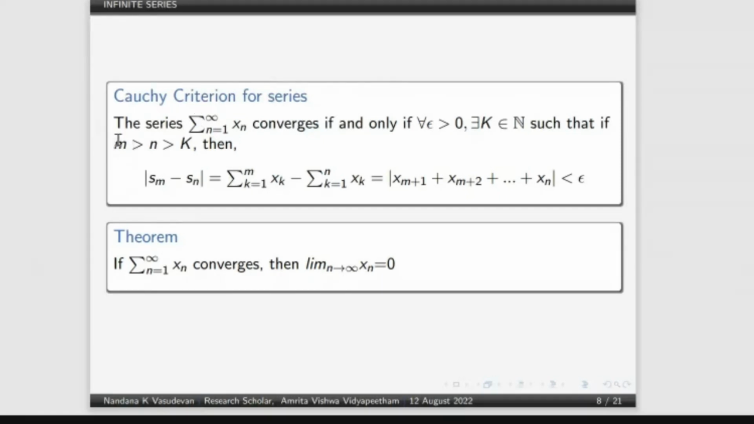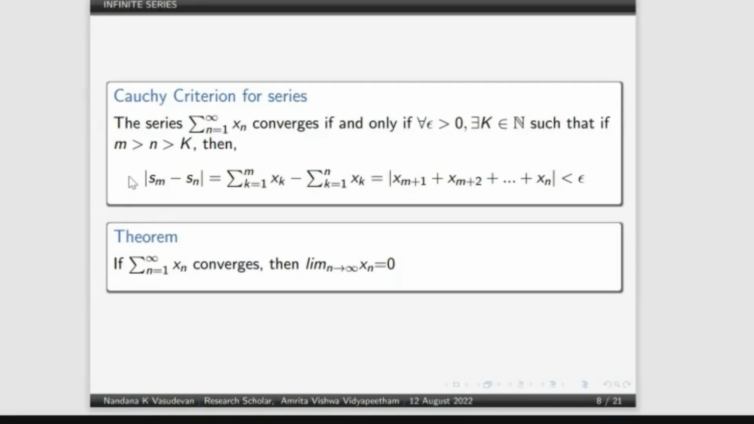So we'll see the statement, that is, the series summation n equals 1 to infinity xn converges if and only if for every epsilon greater than 0, I can find a natural number k, such that if I'm taking m and n values greater than that particular k, the difference between sm and sn, that is the mth partial sum and the nth partial sum, is less than epsilon. So this is almost like saying that the sequence of partial sums is Cauchy, right?